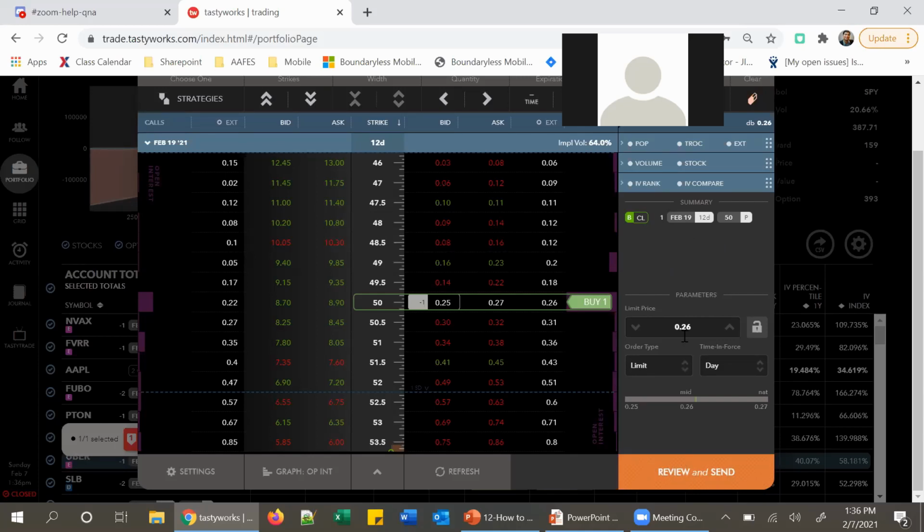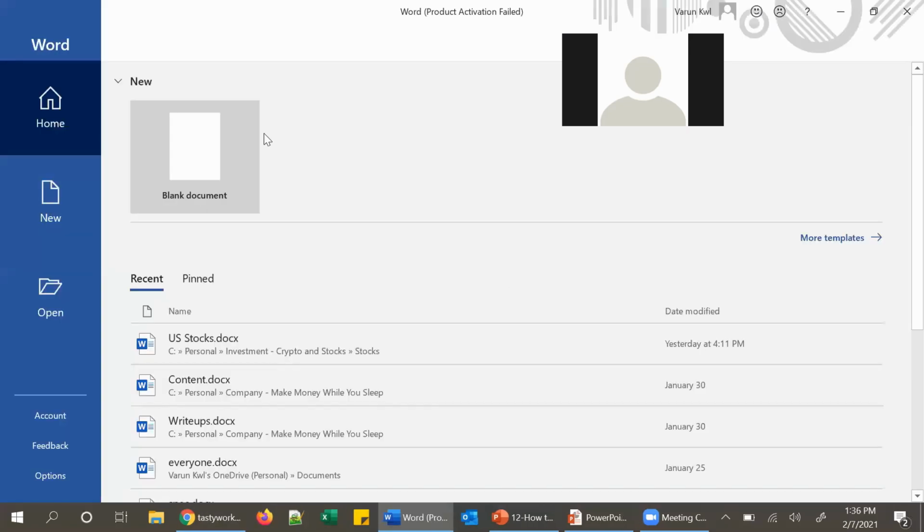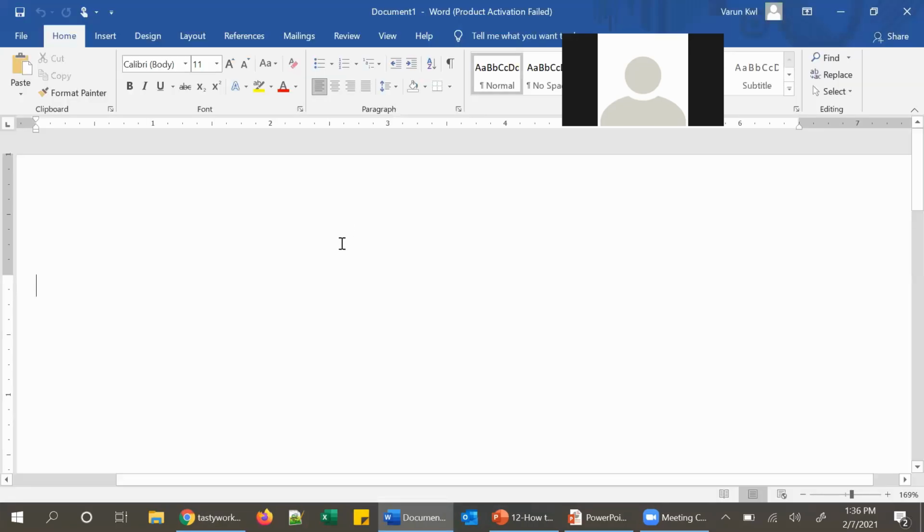So this $26 is now going out of my account. You can see here $26 debit. I collected $132 as a credit, and now when I'm closing it, I am doing a debit transaction. This is because I am a seller of this. So this one, I am clear on the put.